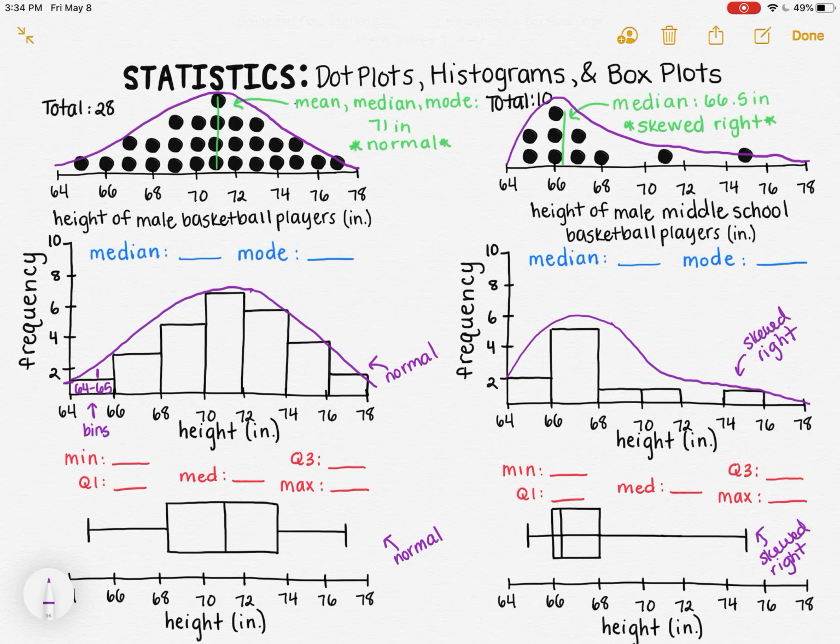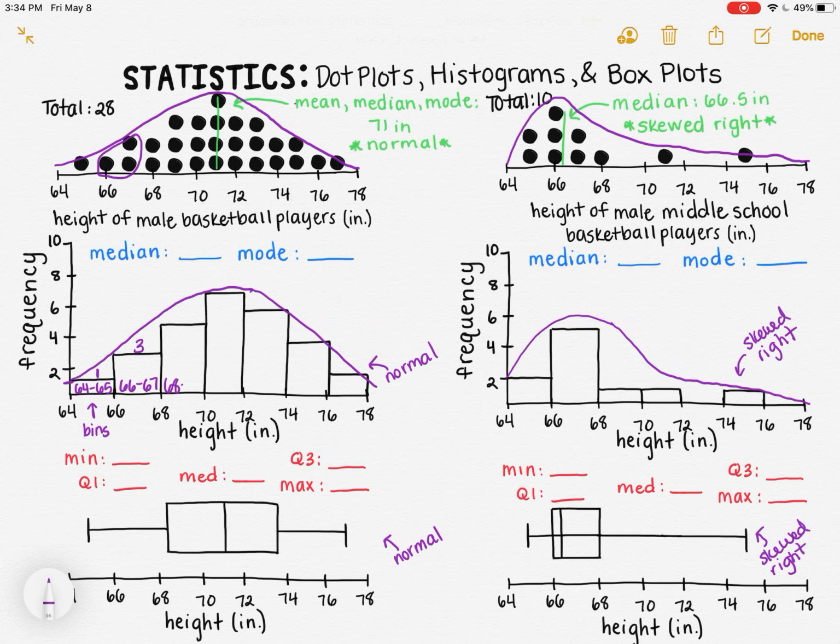So the next bin we have is 66 to 67 inches. Remember, we don't include 68 because that's the right side the bar is touching. So in this bar, it's going between 2 and 4, so the height is 3. So that means there's 3 people in the range of 66 to 67. We can check this by looking up at our dot plot and seeing how this connects. From 66 to 67, you can see I have 3 dots here. That's why the bar goes up to 3. Okay.